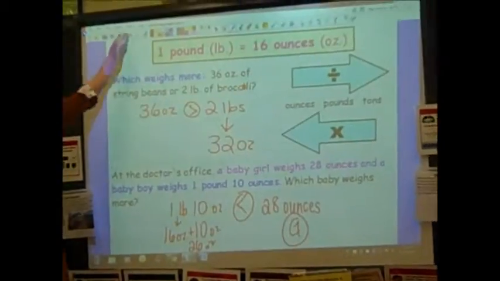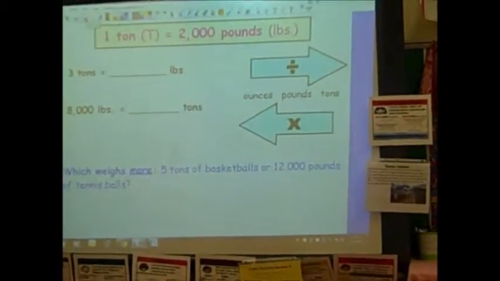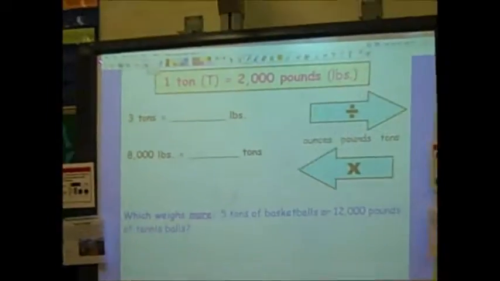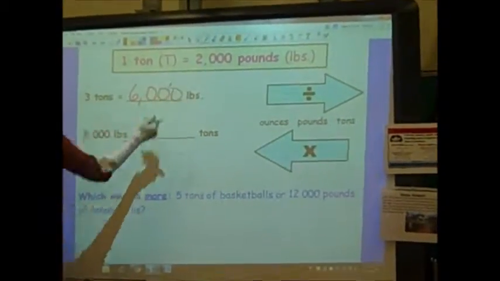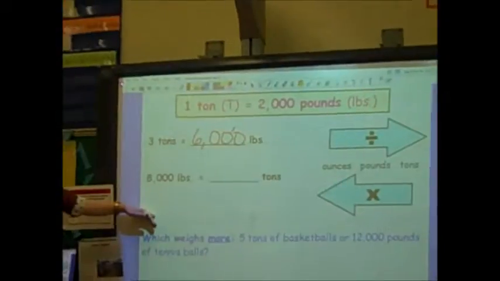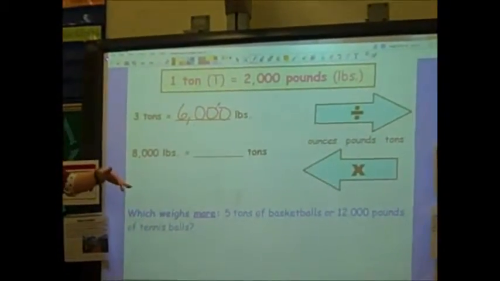Okay. So 3 tons would be how many pounds? If 1 ton is 2,000, 3 tons would be 6,000. And then I have to go backwards. 8,000 pounds is how many tons? 4.